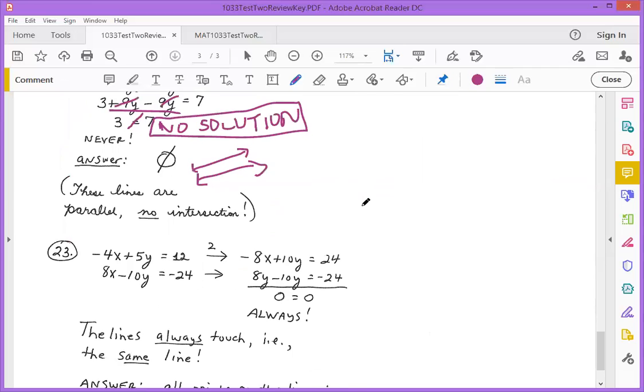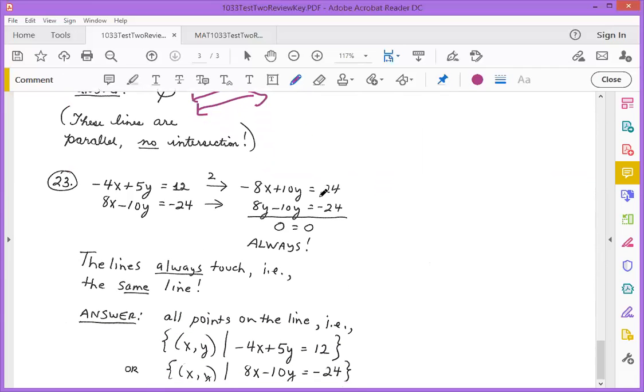For 23, we have 4x plus 5y equals 12, and 8x minus 10y equals negative 24. We see that neither the x nor the y terms will eliminate as is. So we'll work with the x terms and work to eliminate these x terms. This 4x, we can make a negative 8x so that it'll cancel with the x term below it if we multiply by negative 2. But remember, whatever you do to one term, you must do to all the terms. So we're going to multiply everything in that top equation by negative 2.